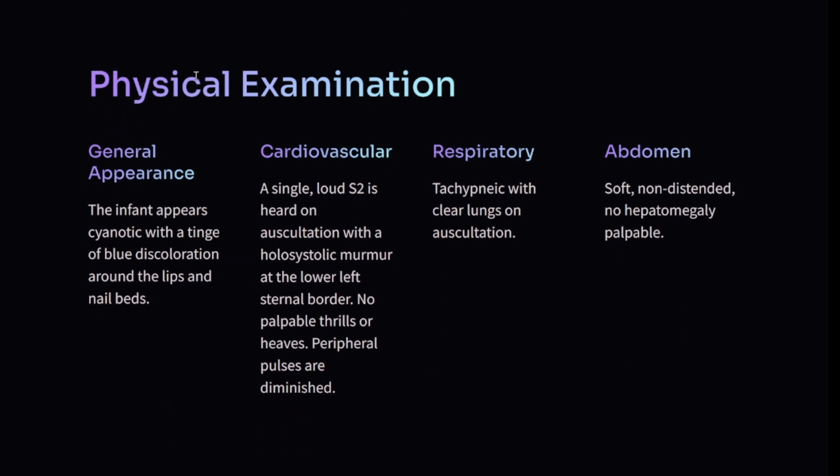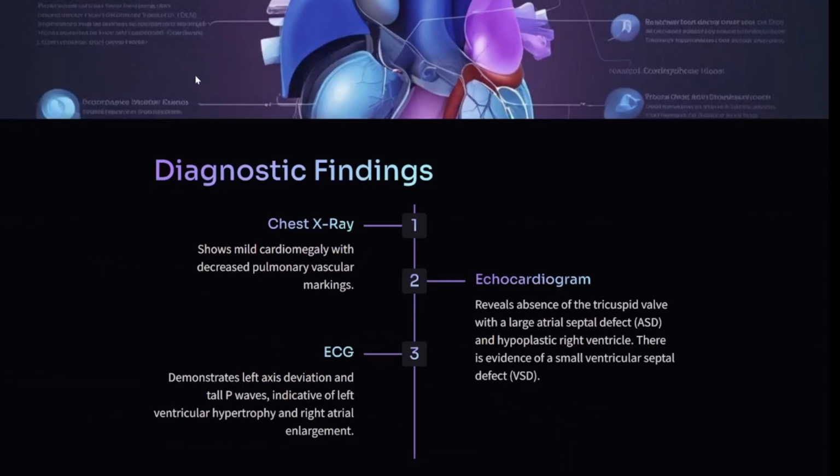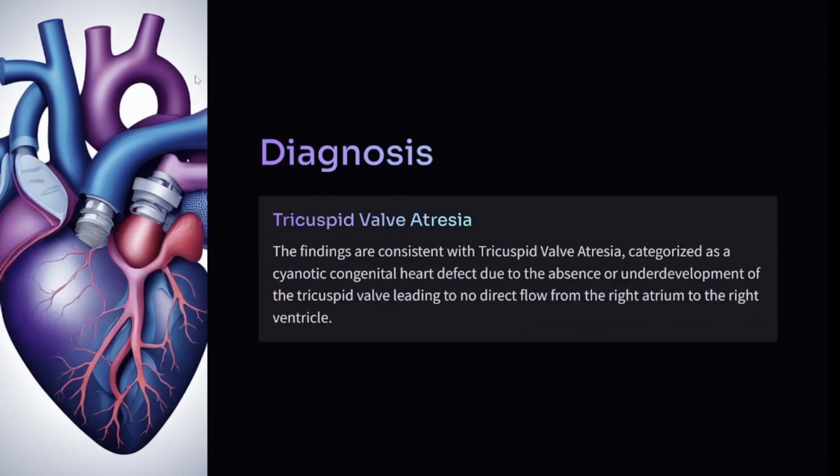Investigations, chest X-ray shows mild cardiomegaly with decreased pulmonary vascular markings. Echocardiogram, reveals absence of the tricuspid valve with a large atrial septal defect, ASD, and hypoplastic right ventricle. There is evidence of a small ventricular septal defect, VSD. ECG demonstrates left axis deviation and tall P waves, indicative of left ventricular hypertrophy and right atrial enlargement. Diagnosis. The findings are consistent with tricuspid valve atresia, categorized as a cyanotic congenital heart defect due to the absence or underdevelopment of the tricuspid valve, leading to no direct flow from the right atrium to the right ventricle.